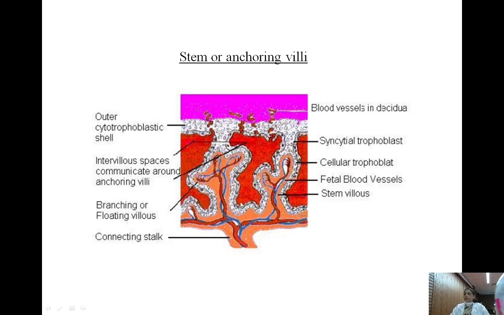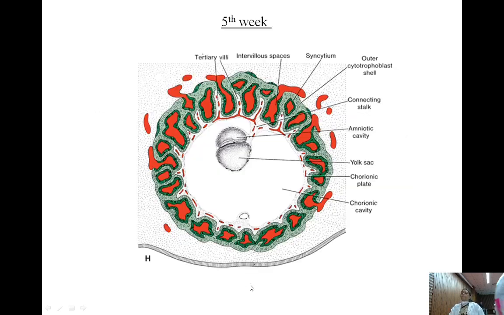Now this is the area where the embryo is connected with the placental region by the mesoderm, known as the connecting stalk. Okay. Now by the fifth week, here you can see that the tertiary villi have appeared and they appear all over.